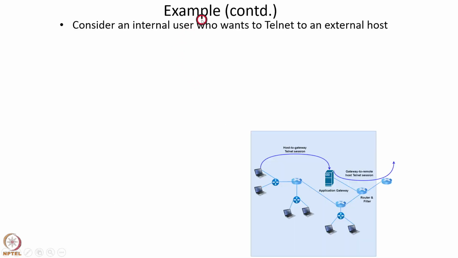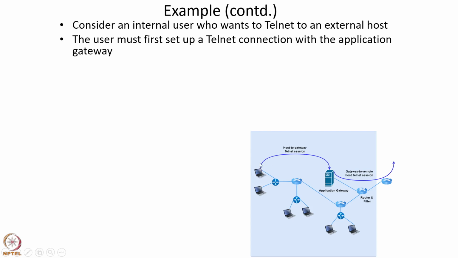Now consider an internal user who wants to telnet to an external host. So that internal host is shown here. The user must first set up a telnet connection with the application gateway. So this shows a telnet connection with the application gateway. That is shown by this curve.